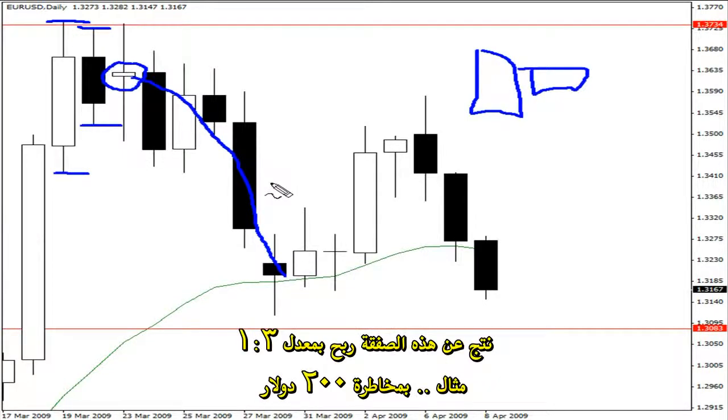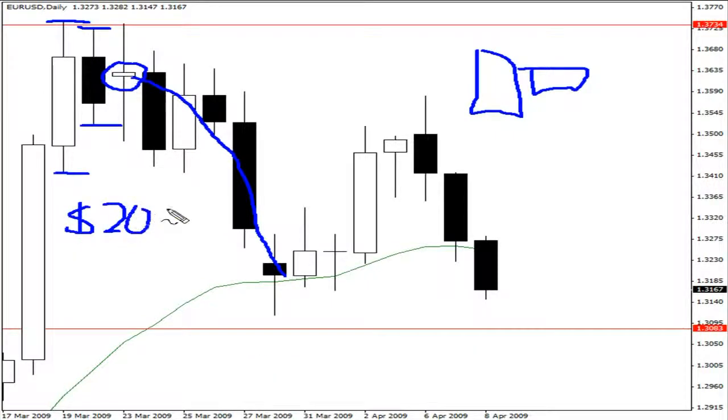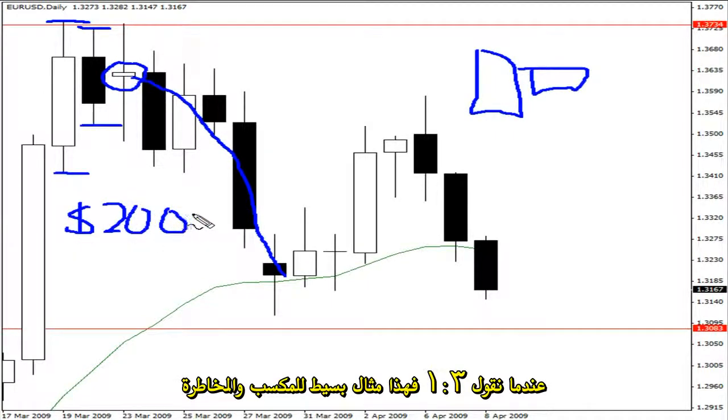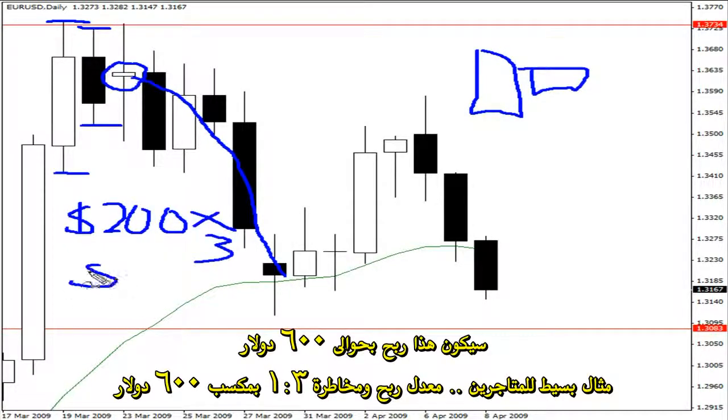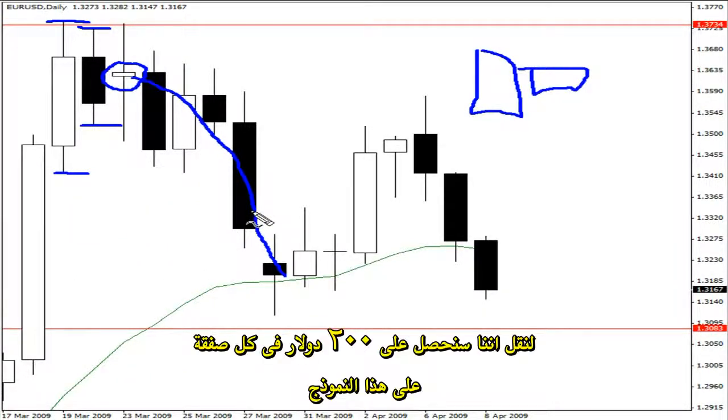So that trade resulted in a 3-to-1 profit. For example, risking say $200. When we say 3-to-1, it's just a simple measure of our risk to reward times 3, which will be a profit of say $600. That's just to keep it really simple in people's minds. A 3-to-1 winner would be say $200 into $600. Now let's say we're going to risk $200 in every trade we make in this sample of data.